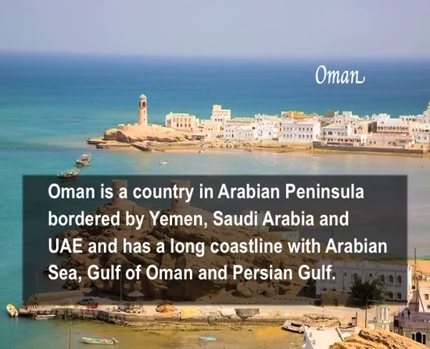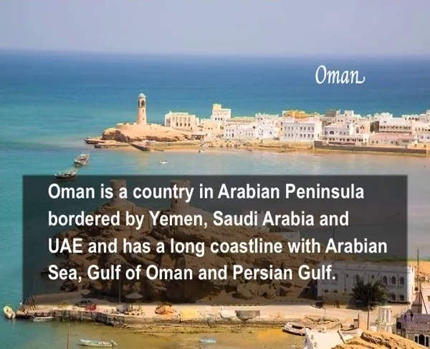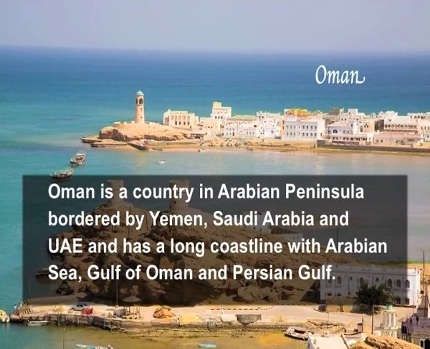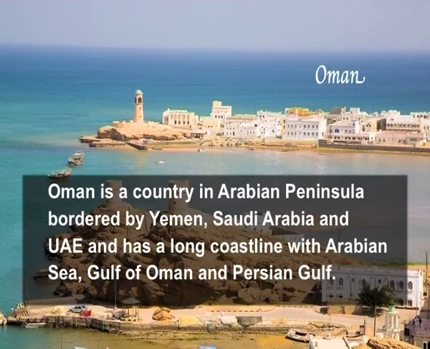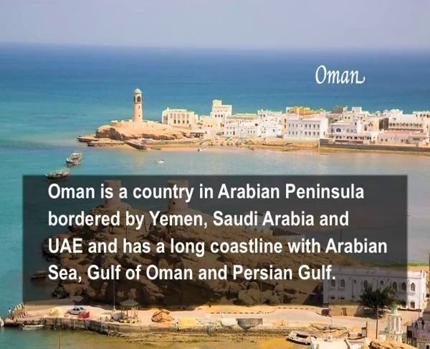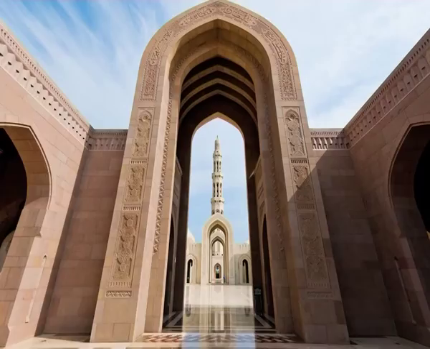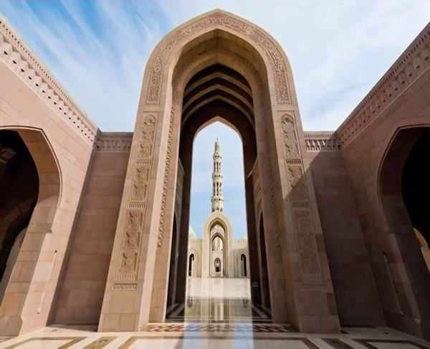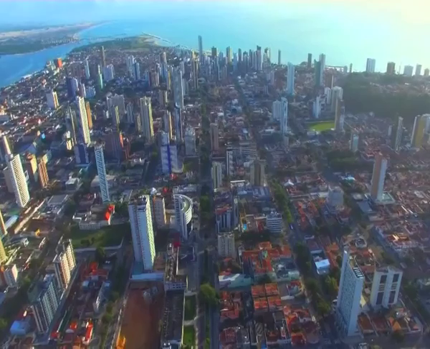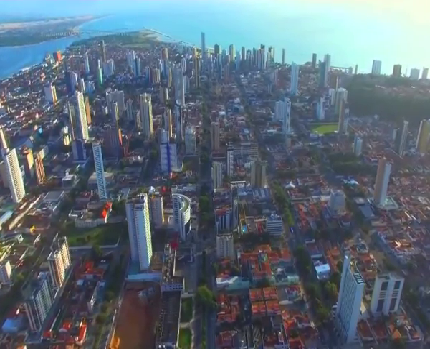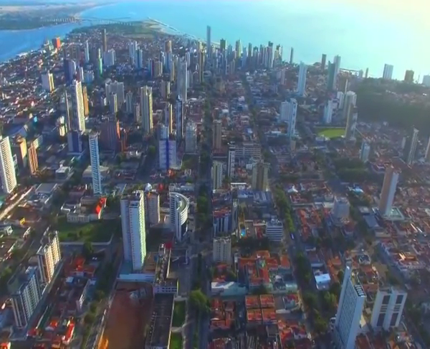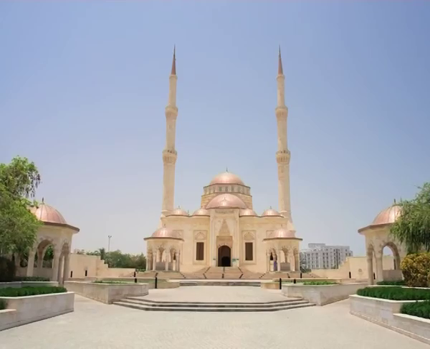Oman is a country in the Arabian Peninsula bordered by Yemen, Saudi Arabia and UAE and has a long coastline with the Arabian Sea, Gulf of Oman and Persian Gulf. Oman is the best country to visit in the Middle East because of its friendly environment, and the capital city Muscat is ranked as one of the best cities to visit in the world by travel publisher Lonely Planet.